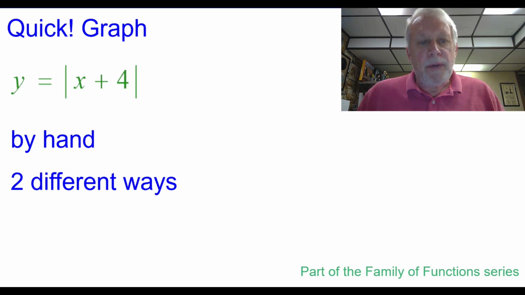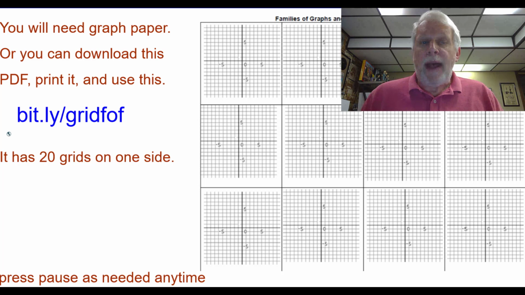Quick, graph y equals the absolute value of the quantity x plus 4 by hand 2 different ways. This is part of the family of functions series. You will need graph paper, or you can download this PDF and print it.